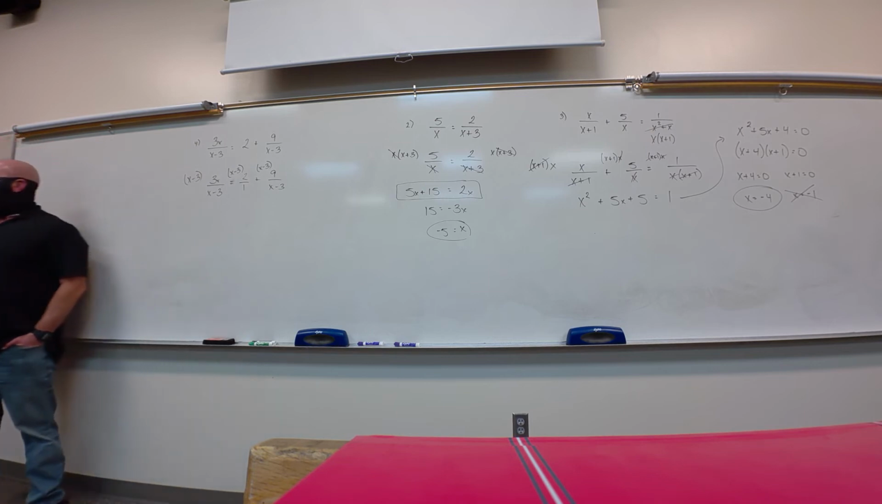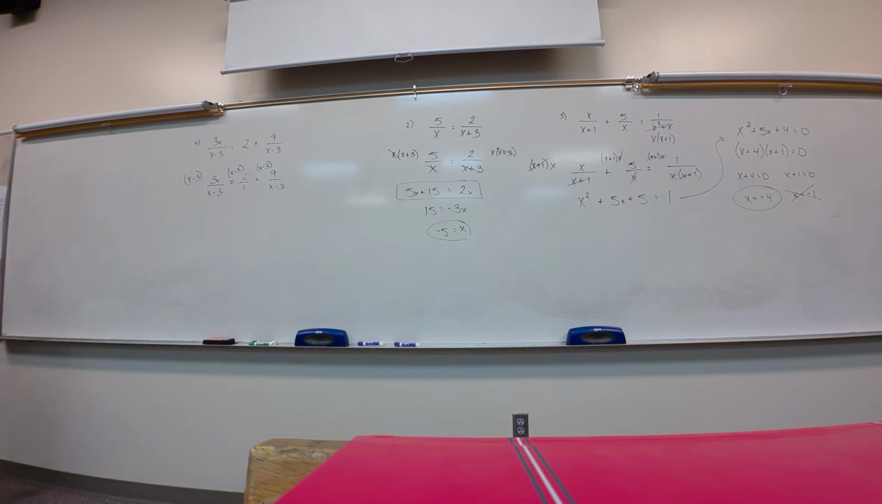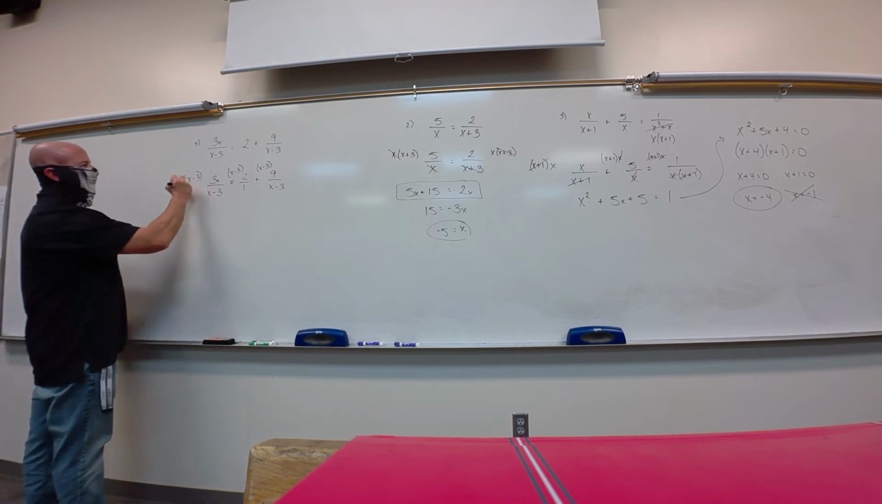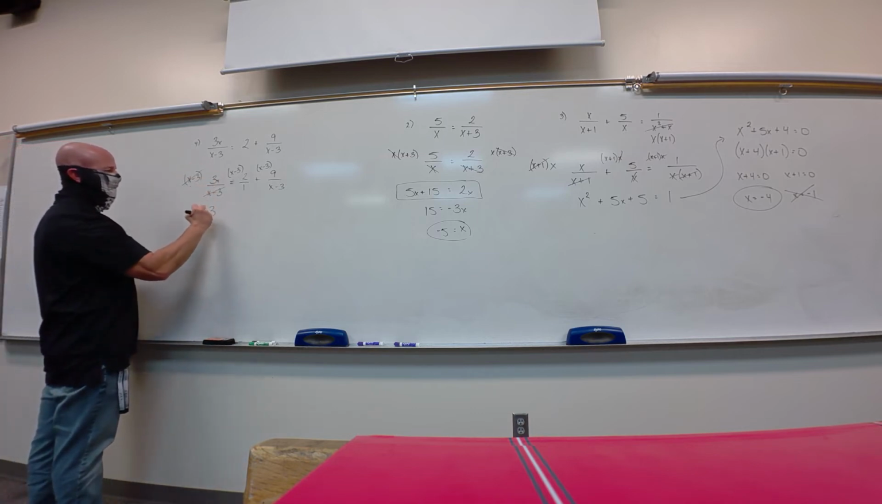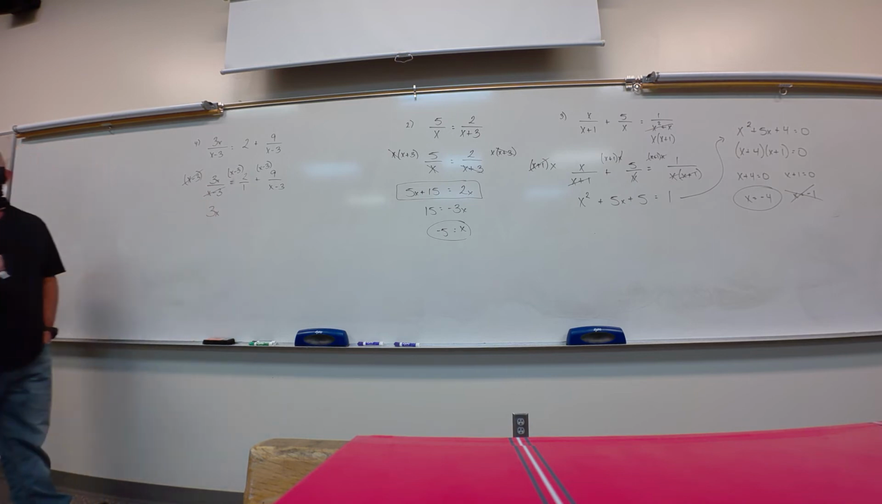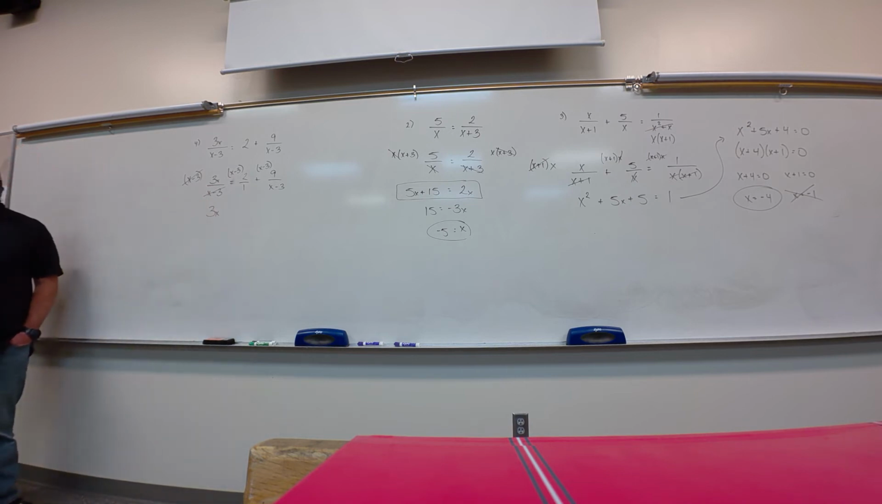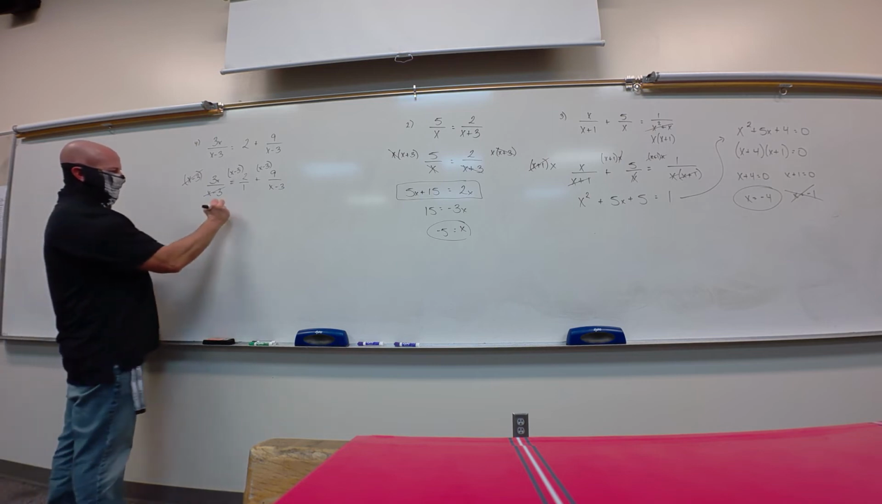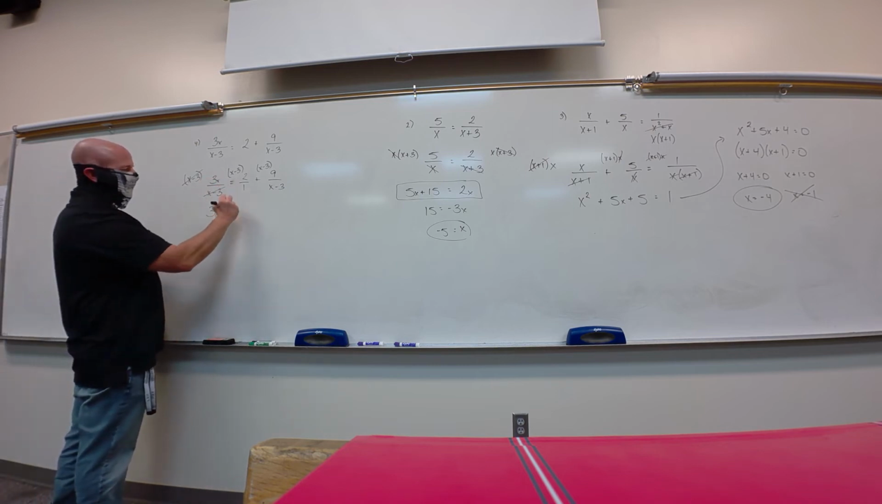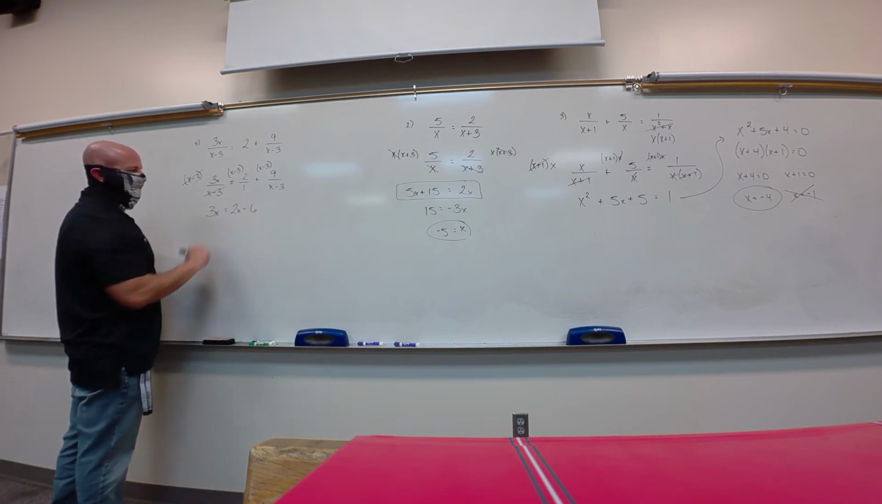I'm going to do my canceling, get my resulting equation, and then solve that. So on the left side, x minus 3's cancel, leaves me just 3x, equals. Nothing cancels here. That's just a 1. So I'd have 2x minus 6.